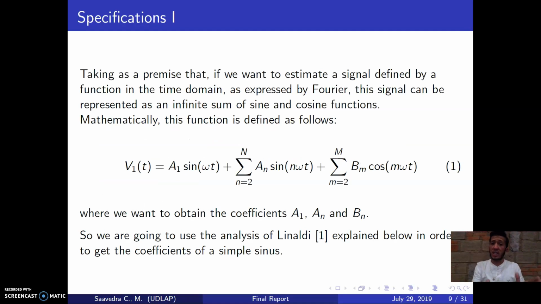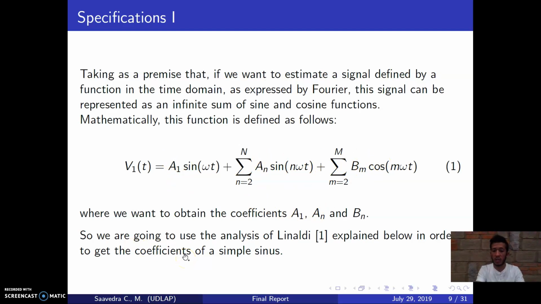Well, taking as a premise that every signal can be expressed, because of Fourier, as an infinite sum of sine and cosine functions. Well, this is expressed like this. We have a principal component here and two harmonic distortions, one with sine and one with cosine. Well, what we need to obtain are the coefficients here, A1, AN, BM.